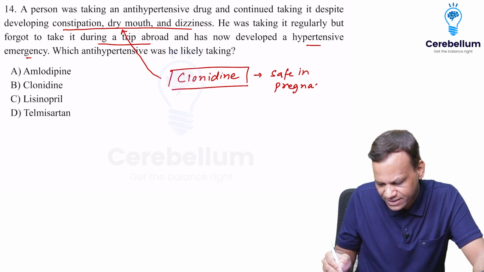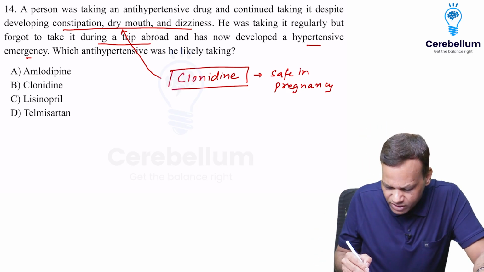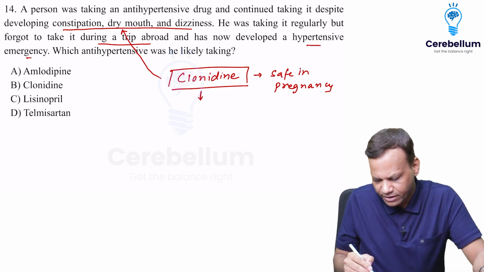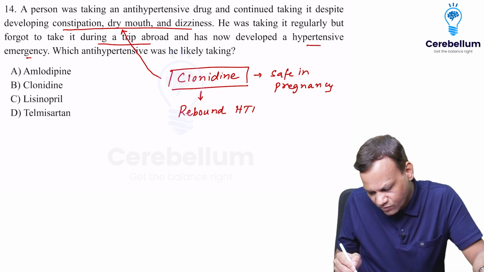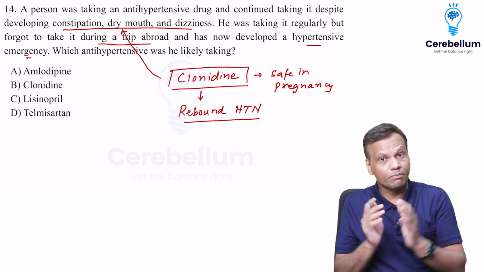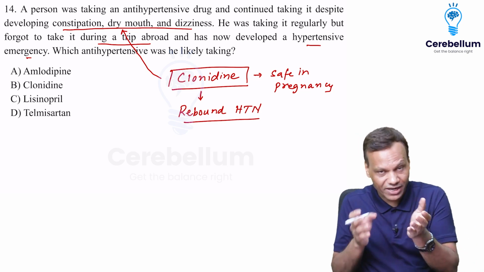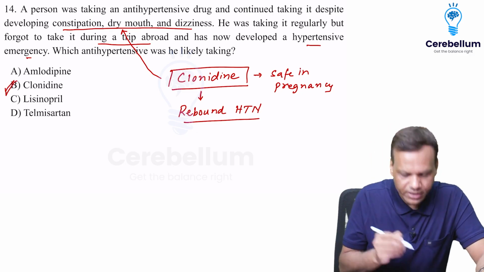Clonidine is safe in pregnancy. Clonidine causes dry mouth, dizziness like side effects. The problem with clonidine is if we suddenly stop it, it can result in rebound hypertension. And this is important. That's why clonidine should not be given to people who have a traveling job. If they forget to take it, they can develop rebound hypertension as in this case. So it is a typical case of clonidine.